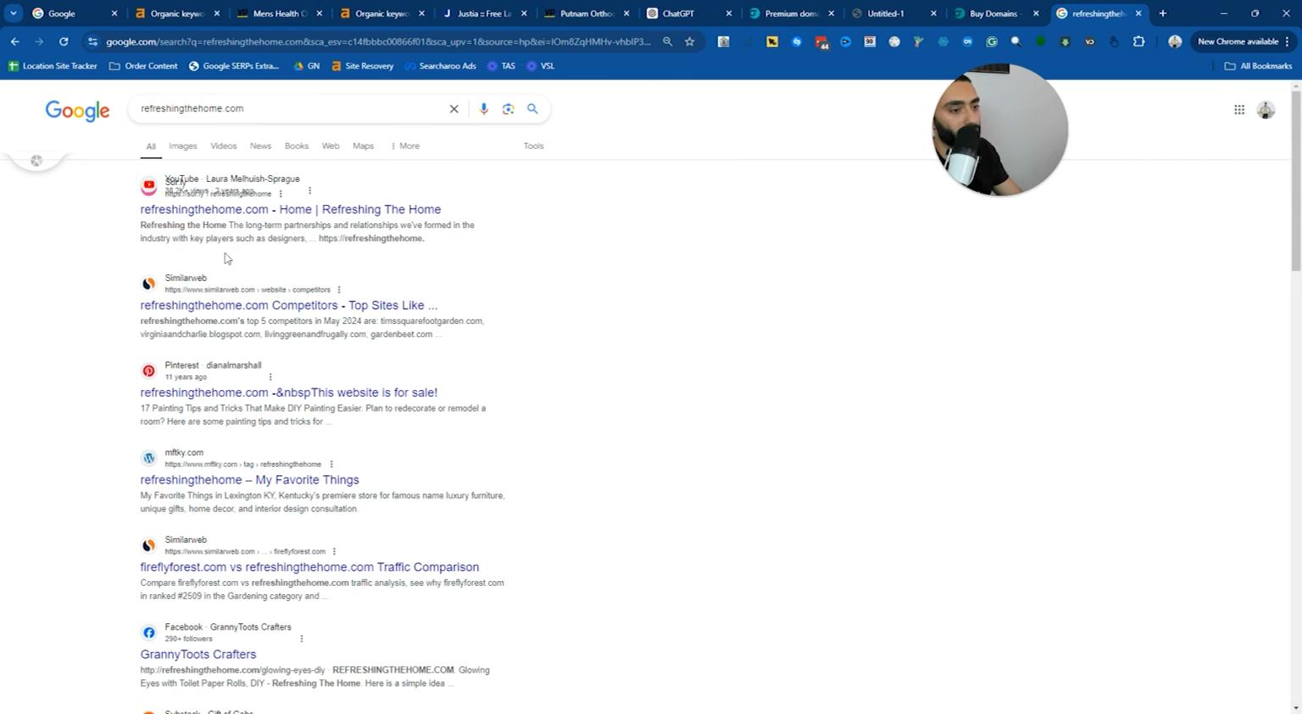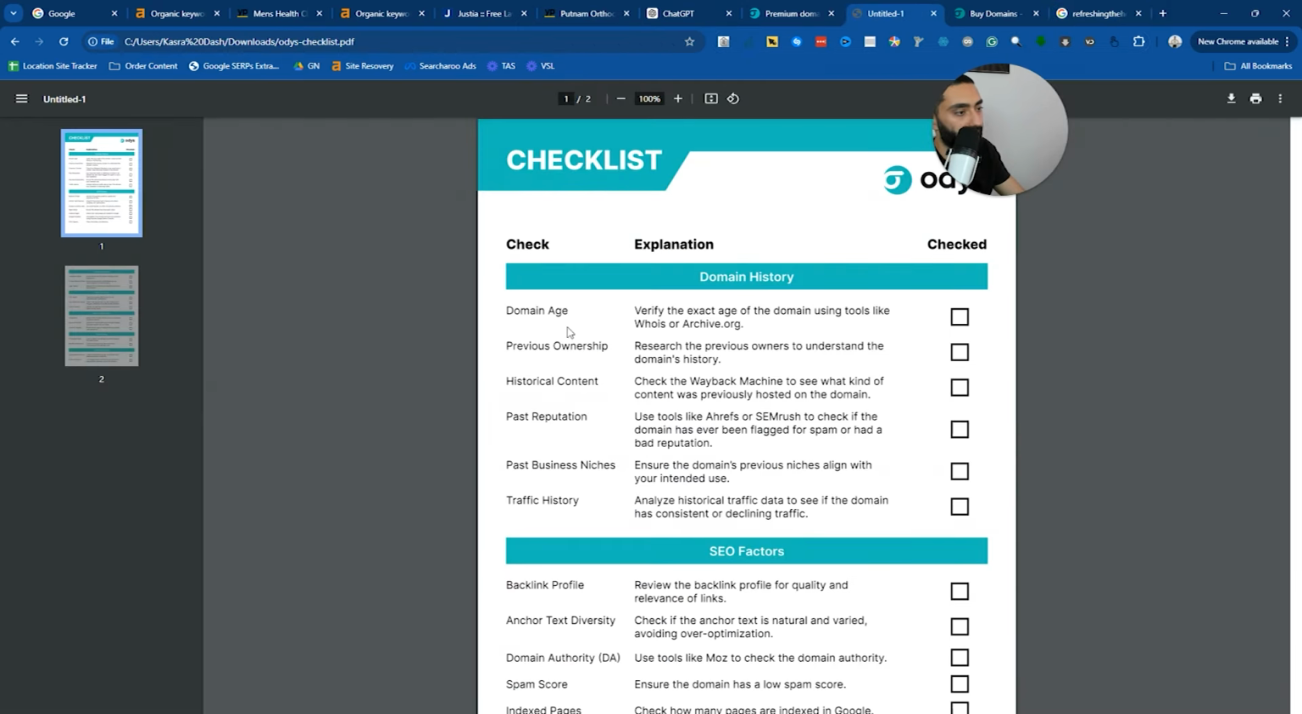Literally, I'm trying to see if there is any of this, right? Now, obviously, the domain age is important. You can obviously check archive.org or Whois as well to see when it was registered and the previous ownership. So we've actually checked this off a couple of times on Wayback Machine. So previous ownership, nothing dodgy has happened on this website. So I'm actually really happy about this.